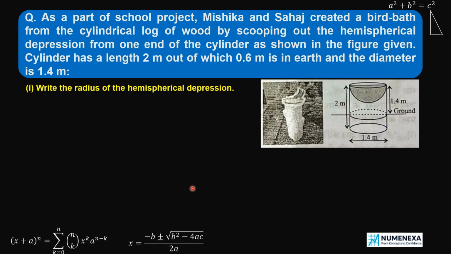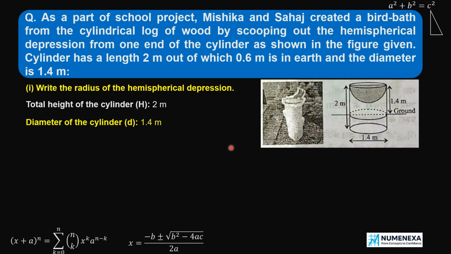However, this cylinder is 0.6 meter is in earth. So the height of cylinder below the ground will be 0.6, and above the ground it will be 2 minus 0.6, that is 1.4 meter. Let us put all these things in the words. The total height of the cylinder H is 2 meter. Diameter of the cylinder is given to be 1.4.